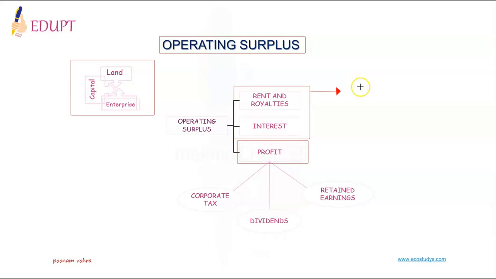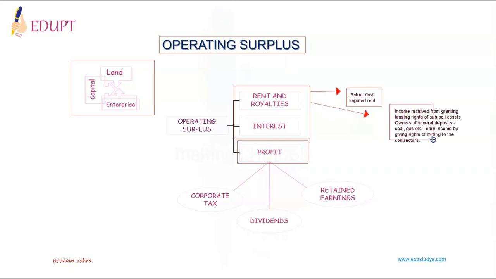So far as rent is concerned, it includes actual rent and imputed rent, and royalties comprise of the income received from granting leasing rights of subsoil assets. For example, owners of mineral deposits like coal, gas, etc. earn income by giving rights of mining to the contractors.